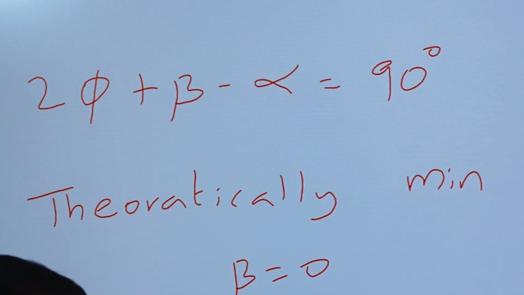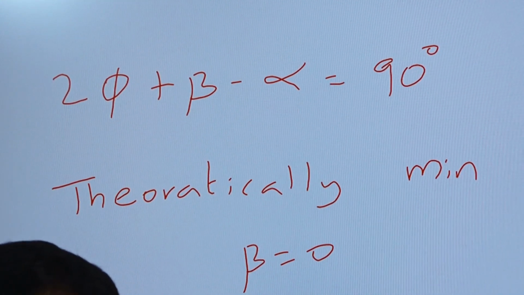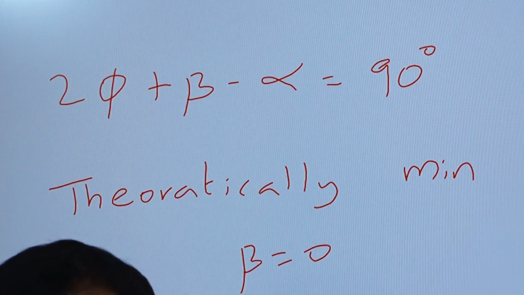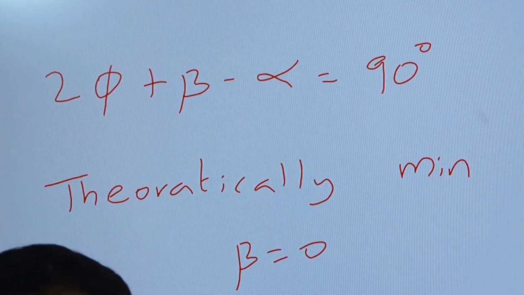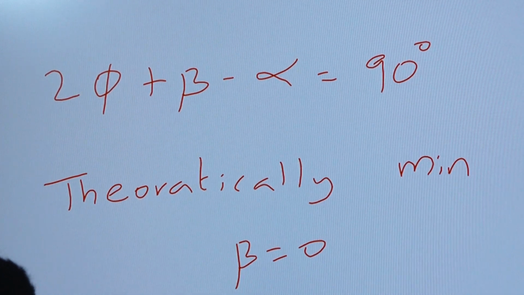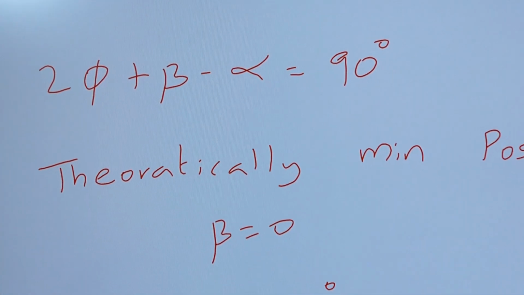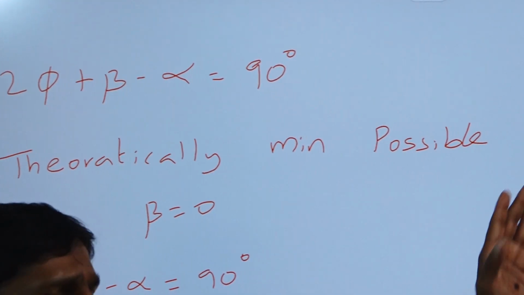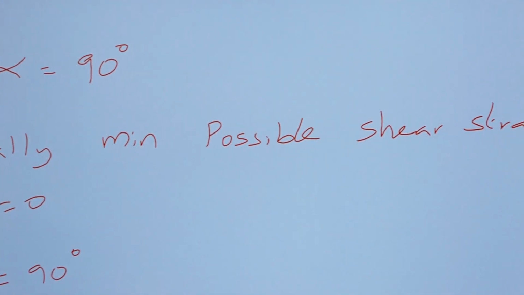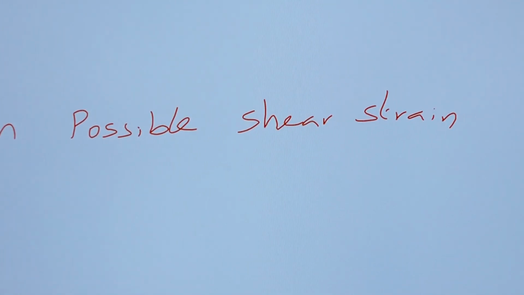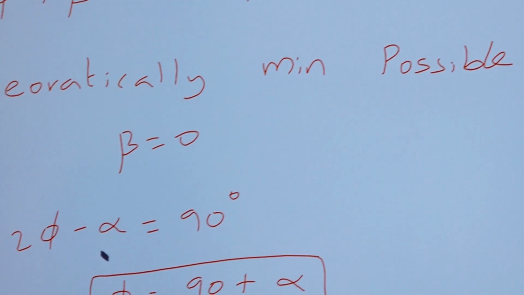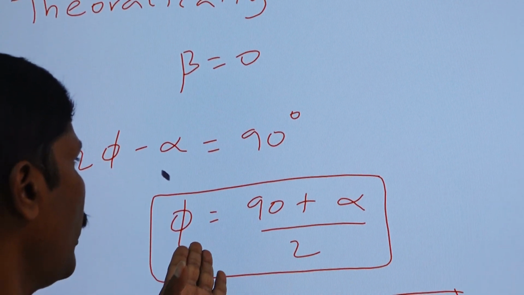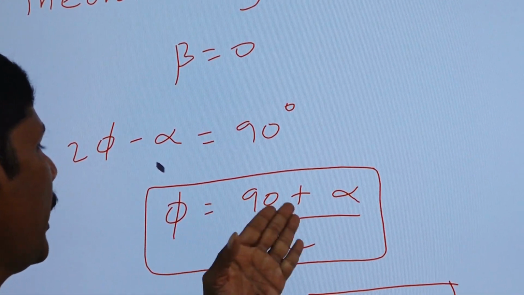This is the important assumption in Merchant: 2φ + β − α = 90 degrees. Here φ is the shear angle, β is the friction angle, and α is the rake angle. So theoretically, the minimum possible shear strain condition means β equal to 0. So we can get 2φ − α = 90 degrees, so φ = 90 + α by 2.